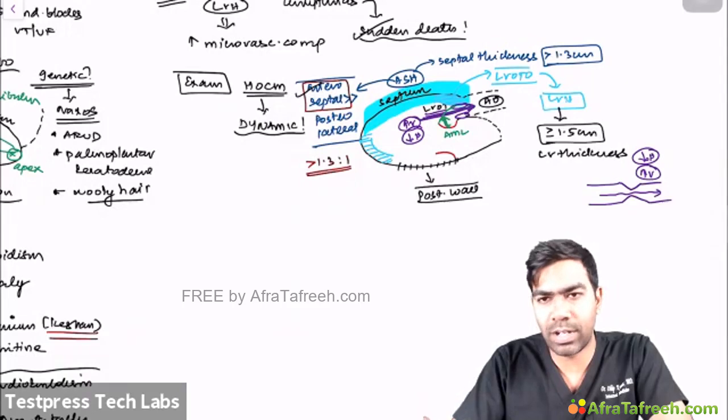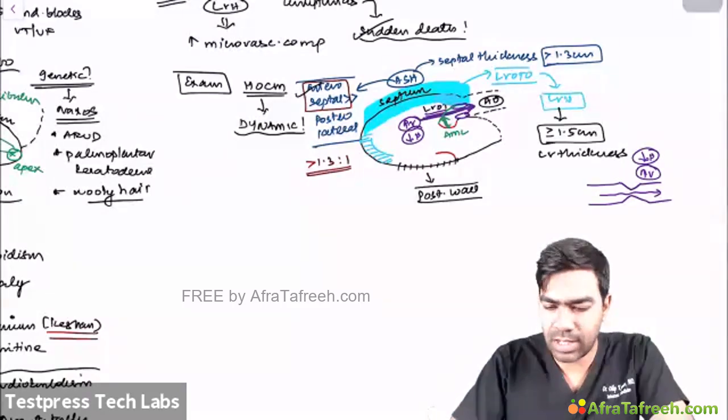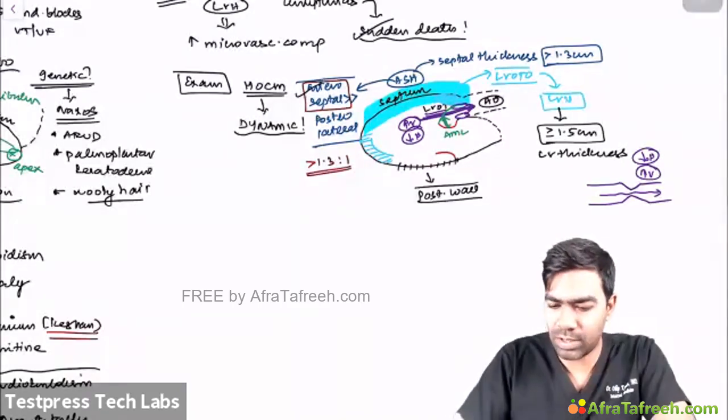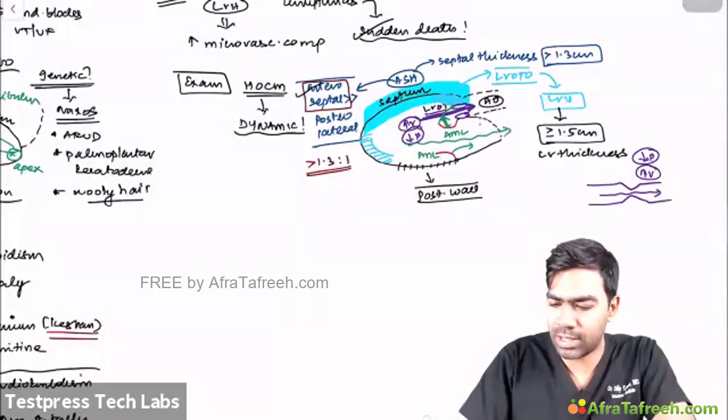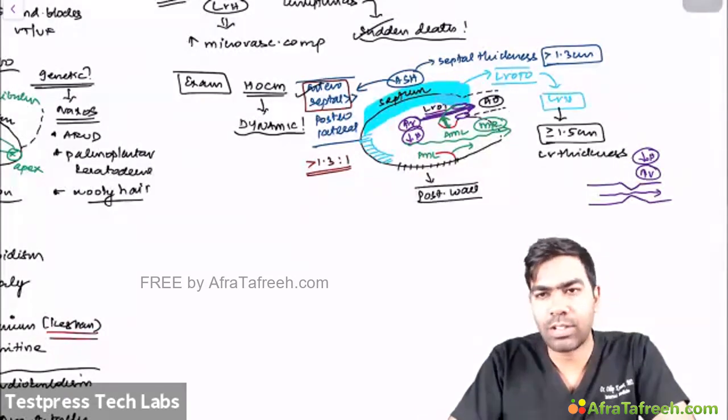And the second problem that you can get is, in this condition, only the posterior mitral leaflet, so this is the posterior mitral leaflet, only this will close properly. So the AML will not close properly. So that abnormal movement can result in development of mitral regurgitation as well. So this is what is happening.